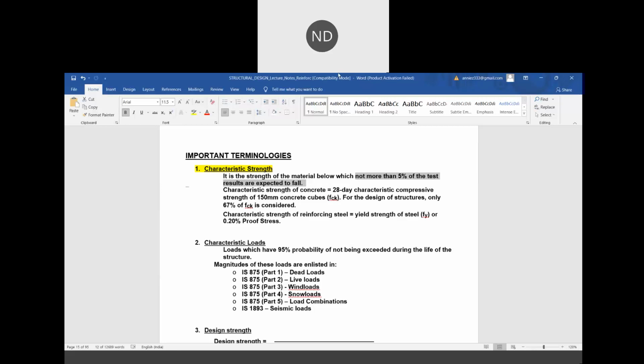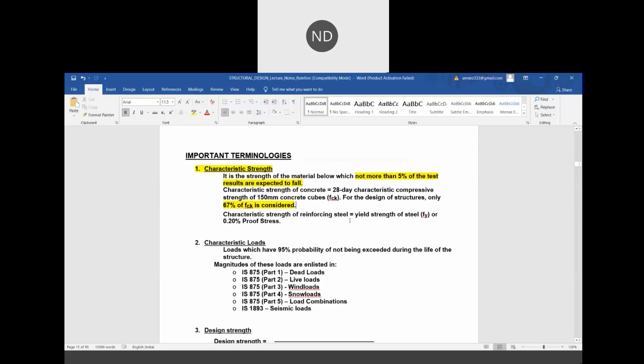So characteristic strength is important. Why? Because below this strength, not more than 5% of the test results are expected to fail. Characteristic compressive strength of a 150 mm concrete cube at 28 days is fck, as I told you before. For the design of structures, only 67% of fck is considered. This is also important.